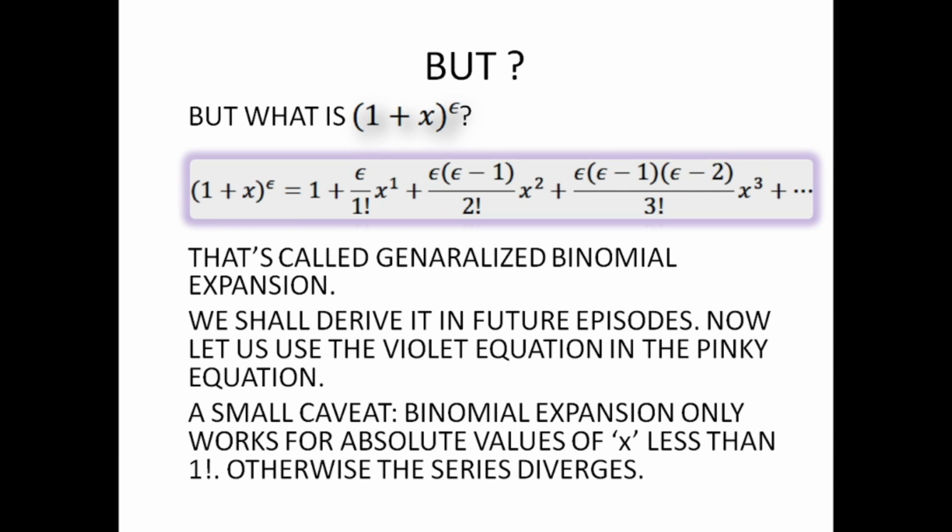In future episodes we shall also derive this generalized binomial expansion. We shall do all that. Okay. Only thing that you have to keep in mind is that the generalized binomial expansion works only for absolute values of x less than 1. Otherwise the series simply diverges.